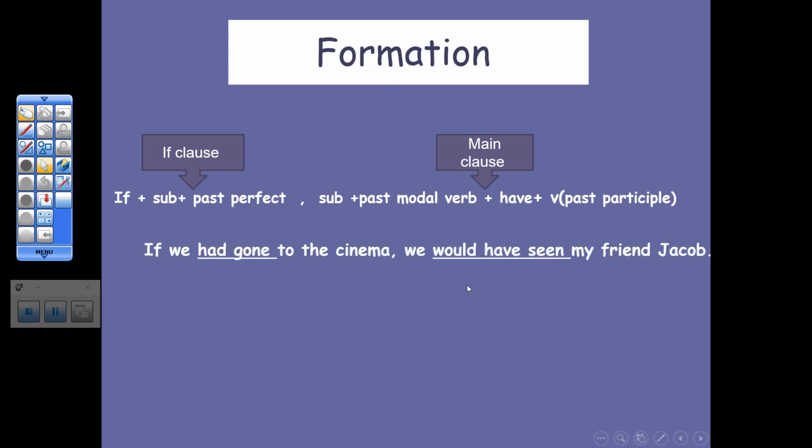For example, if we had gone to the cinema: here we have if and the subject we, the helping verb had, the verb 3 gone, to the cinema. In the main clause we have we, would, as we said, a past modal verb, have, and it must be followed with what? Past participle, a verb seen, as we have here in this sentence: we would have seen my friend Jacob.